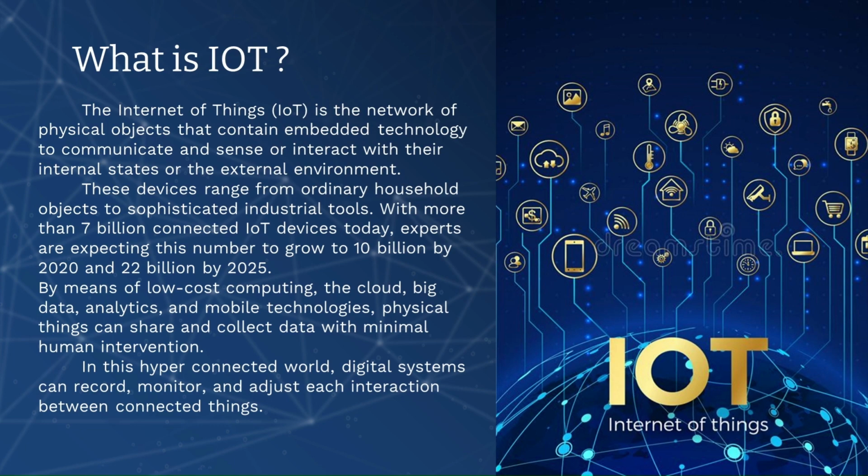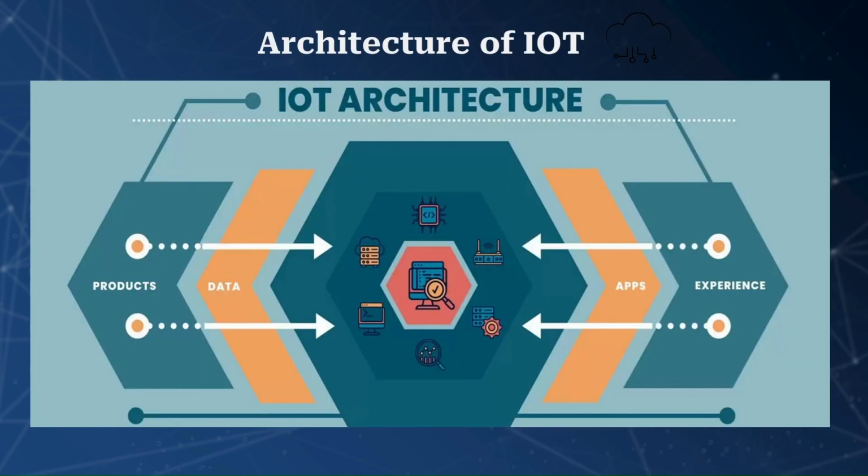Now, let's see what is IoT. IoT means Internet of Things. It simply describes physical objects that contain embedded technology. This is the architecture of IoT.